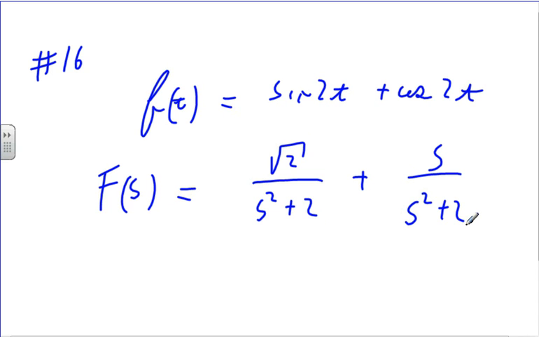Yeah. The cosine of kt, well, this is a 4. That's a 4, that's a 4. This is a 2, dummy me. All right, that's better. Yeah, the cosine of kt is s over s squared plus k squared, and the sine of kt is k divided by s squared plus k squared. I'm done.